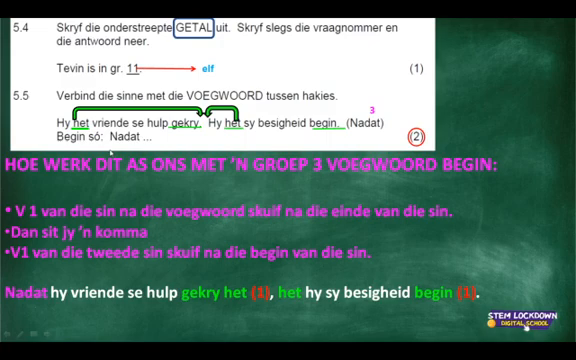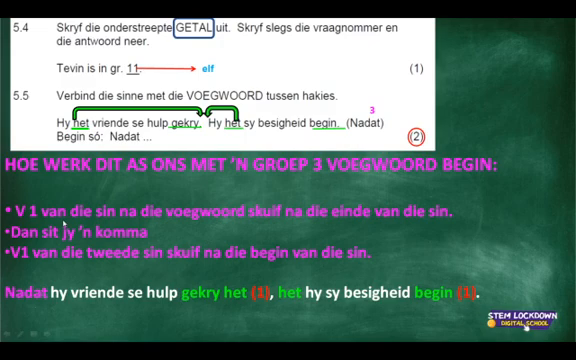Now, when you start sentences by joining them with a conjunction at the beginning, they are usually group 3 conjunctions. The only group 2 conjunction that you can start with is al. Okay, all the rest are group 3 conjunctions. Often, if you start with a group 3 conjunction, that question is worth 2 marks. Not always, but often. Hoe werk dit as ons met 'n groep 3 voegwoord begin? How does it work if we start with a group 3 conjunction?